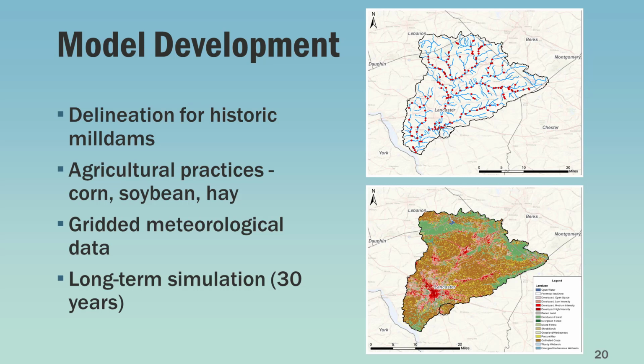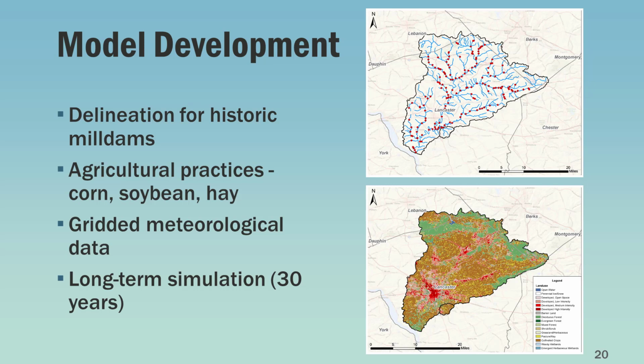A little bit on the model development. We built the SWAT side of the model using our SWAT interface. We used a DEM along with a coverage of the historic dams in the watershed to produce a delineation of a subbasin and associated reach for each historic mill pond. That's about 169 historic dams in this watershed.